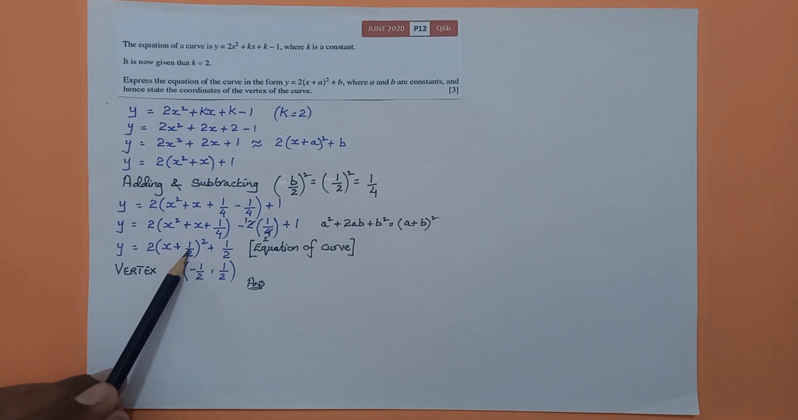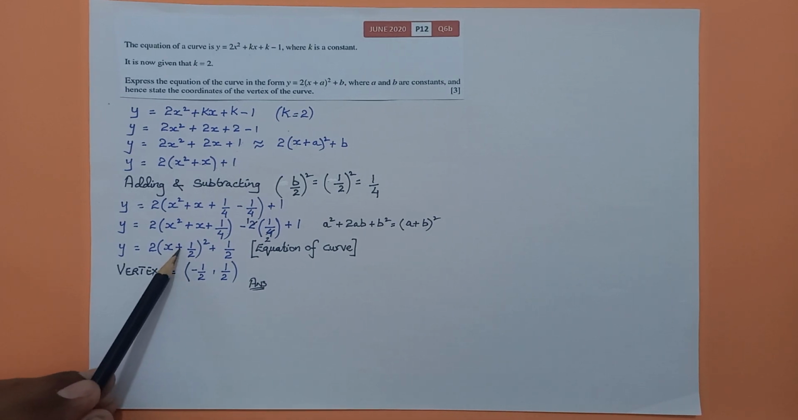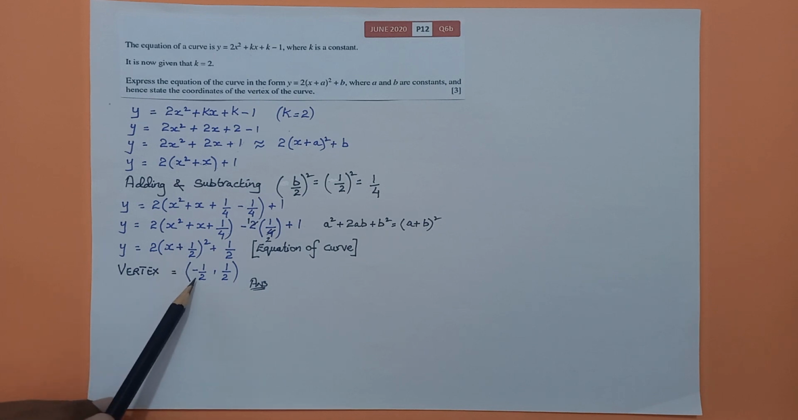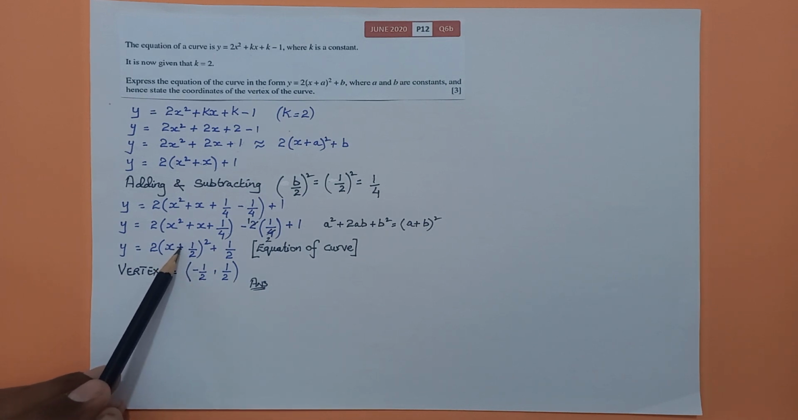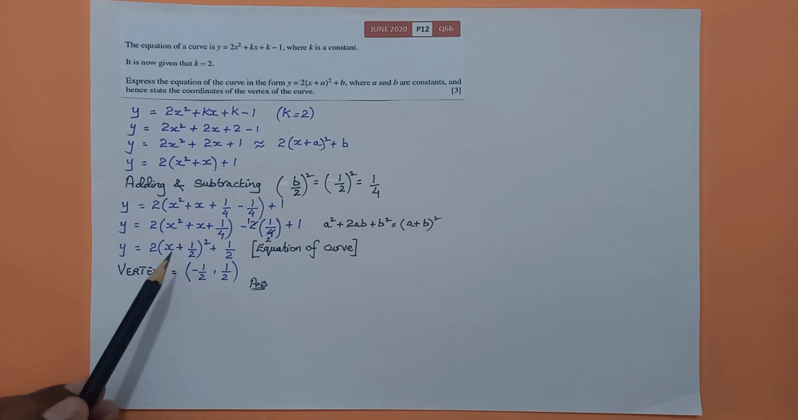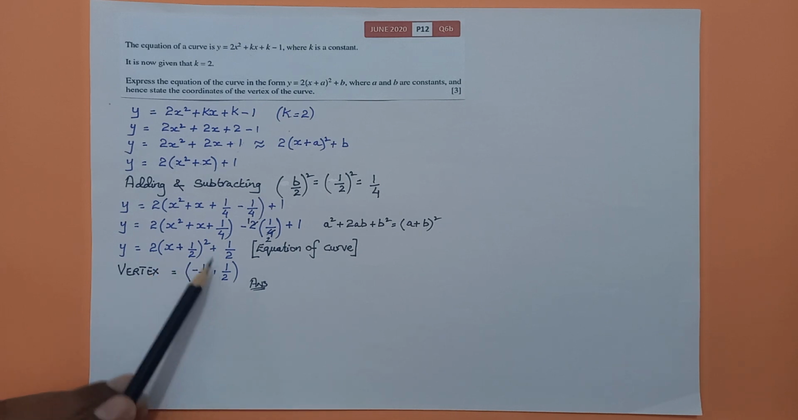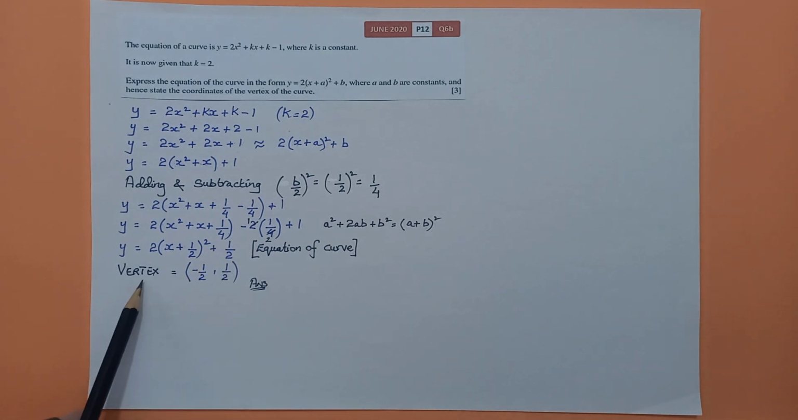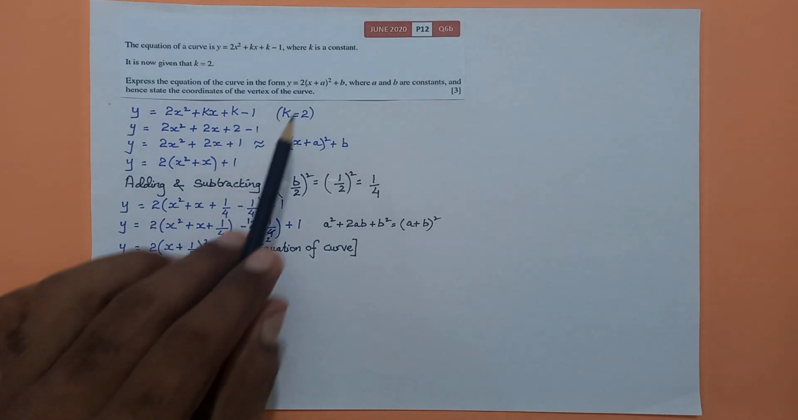So if this particular number inside the bracket is positive, then the x coordinate of the vertex will be negative, and if this is negative, then this would be positive. That means minus 1 upon 2 is the x coordinate of the vertex, meaning the stationary point or the turning point, and the y coordinate is positive 1 upon 2. So finally we are also done with the vertex which was asked in the question.